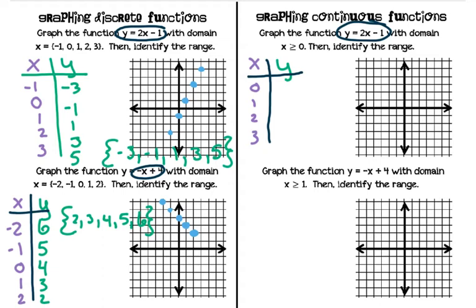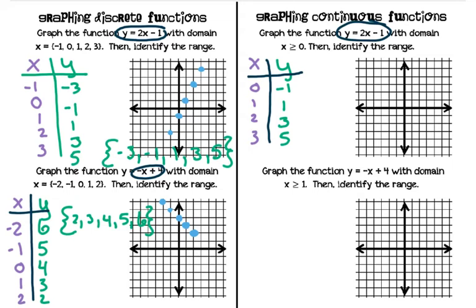So 2 times 0 is 0, minus 1 is -1. 2 minus 1 is 1. 4 minus 1 is 3. 6 minus 1 is 5.